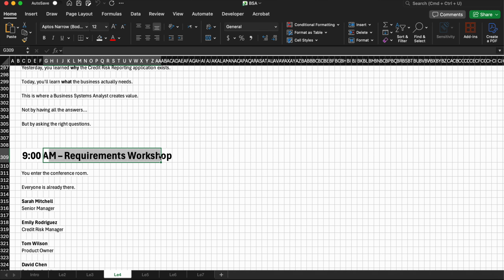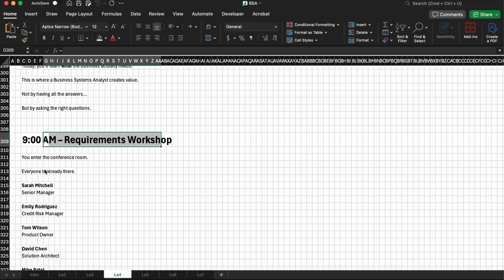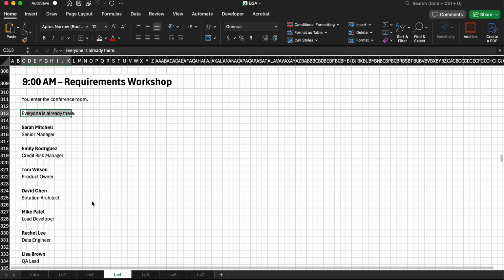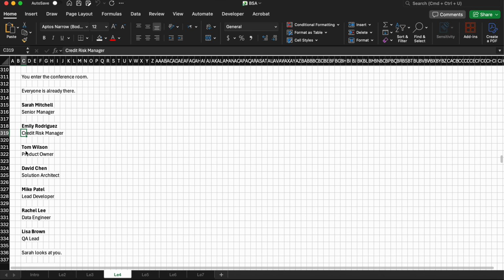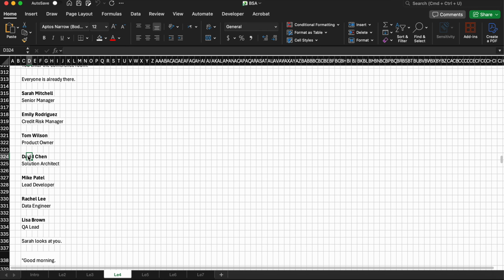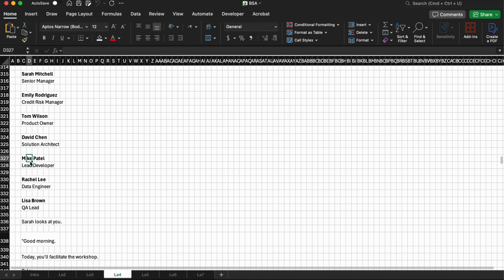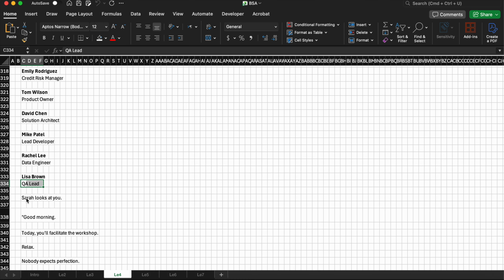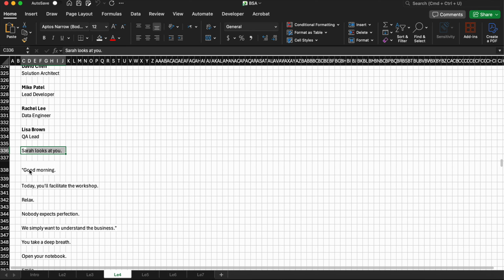So, 9 a.m. requirement workshop. First day, first thing in the morning, you start the workshop. You enter the conference room. Everyone is already there. Let's quickly go through our stakeholders. Sarah Mitchell, Senior Manager. Emily Rodriguez, Credit Risk Manager. Tom Wilson, Product Owner. David Chan, Solution Architect. Mike Patel, Lead Developer. Rachel Lee, Data Engineer. Lisa Brown, QA Lead.